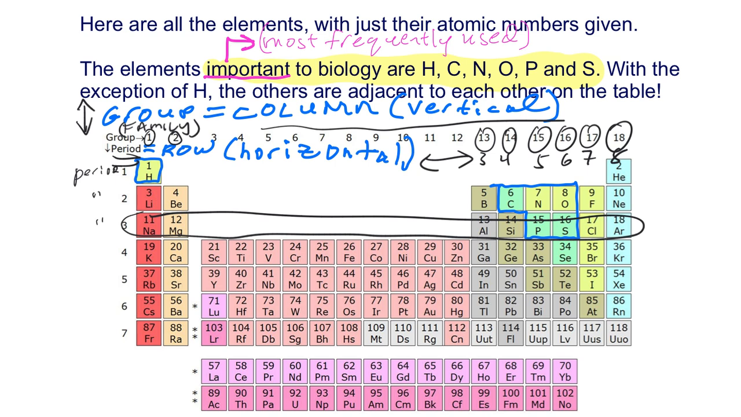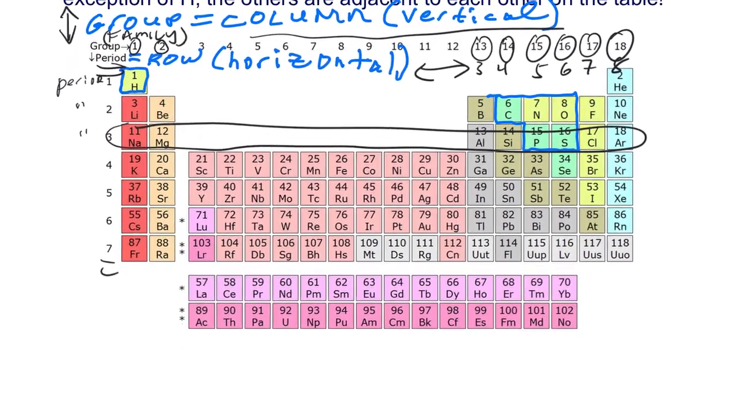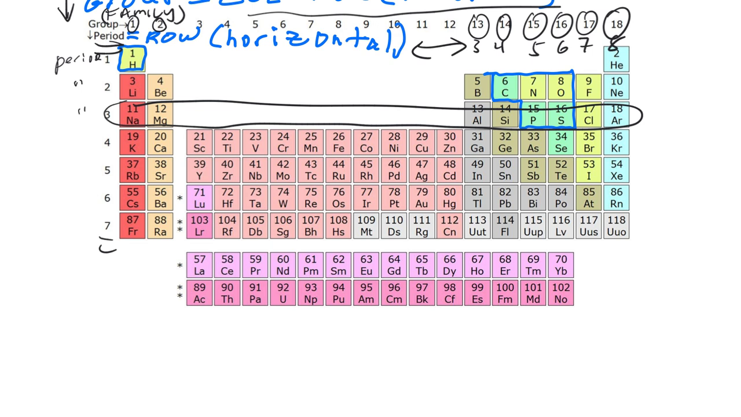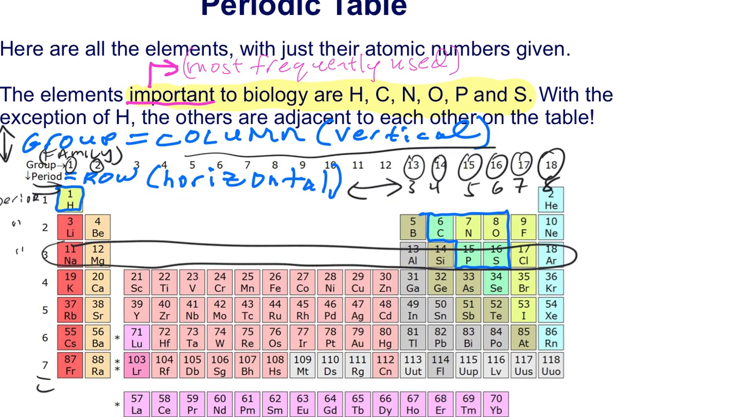Okay, how many periods are there on the periodic table? 7. Now the periods represent the number of electron shells around the nucleus. One more thing to say, which is important. These are the most important elements in living things: hydrogen, carbon, nitrogen, oxygen, phosphorus, and sulfur.